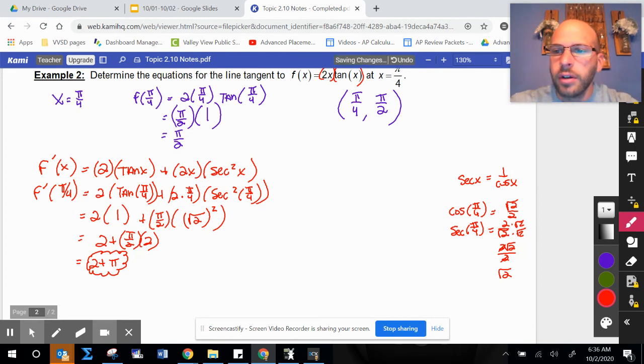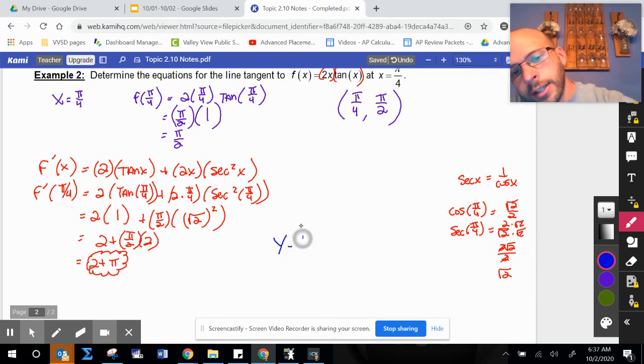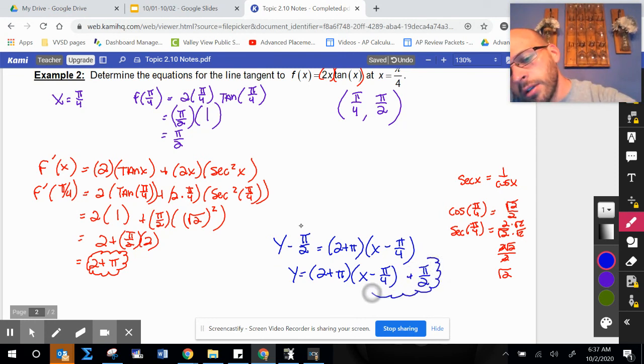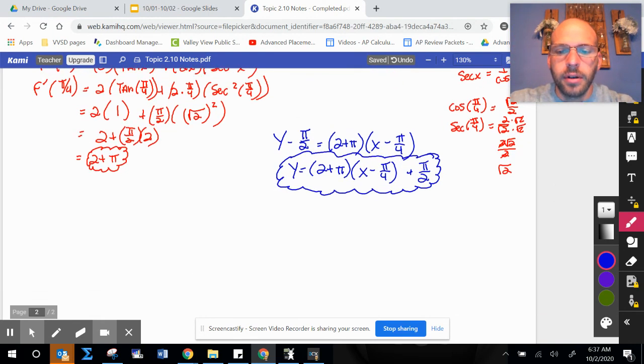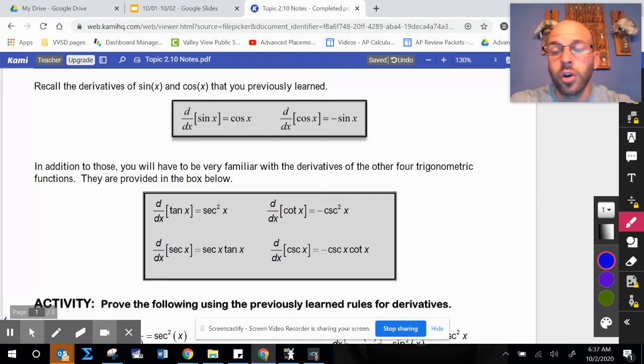Now we don't want a decimal there. We're going to leave it exact. So now my tangent line is y minus my y value equals my slope times x minus my x value. And I'm going to get this y equals, and this would be my tangent line.